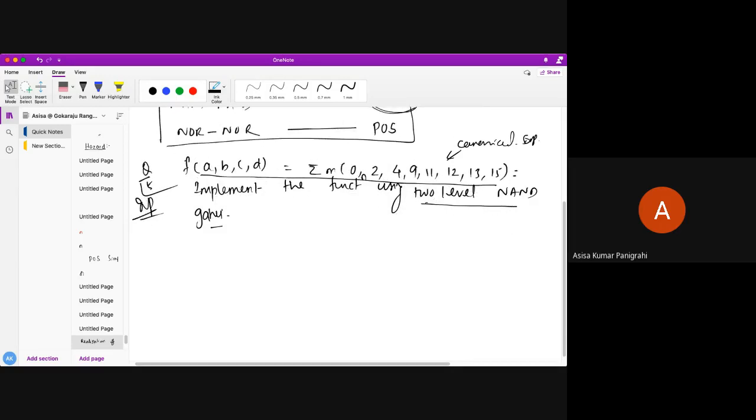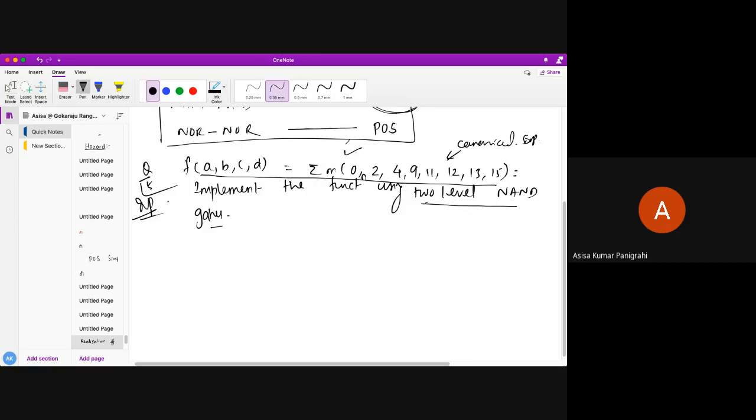Am I correct, students? For a two level NAND implementation, the function should be of SOP type. Here the function is already given in canonical SOP, so no need to worry about it. What you need to do is simply start minimizing it using KMap or Boolean algebra, whichever it may be. Then finally you can realize it easily.